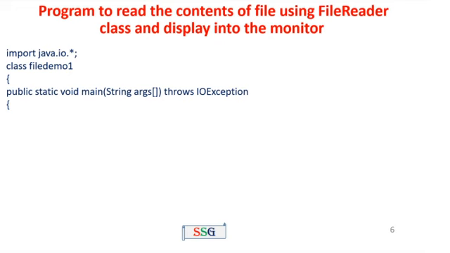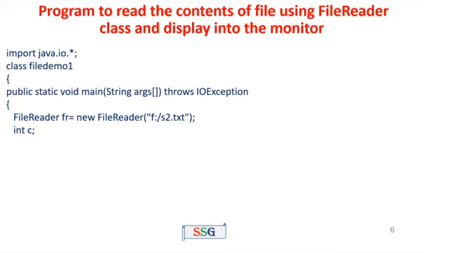That means here we need not include the header file, that is java.util.Scanner, because input is already available in the file, so java.io is enough. So import java.io.*; class FileDemo1. Okay, class name is no problem. public static void main throws IOException.